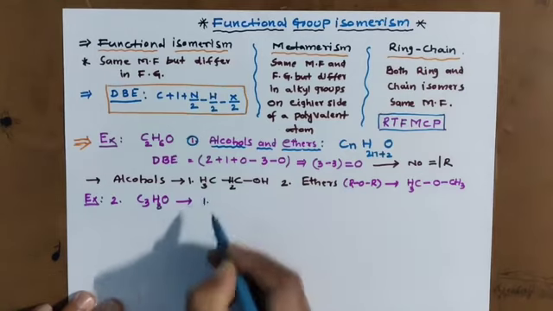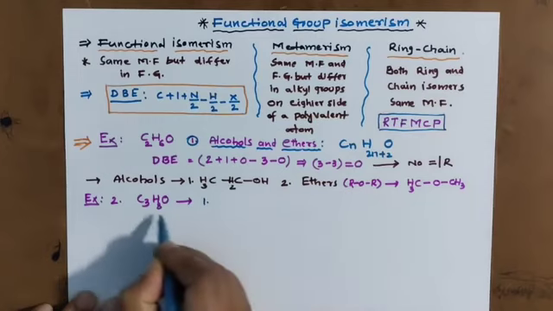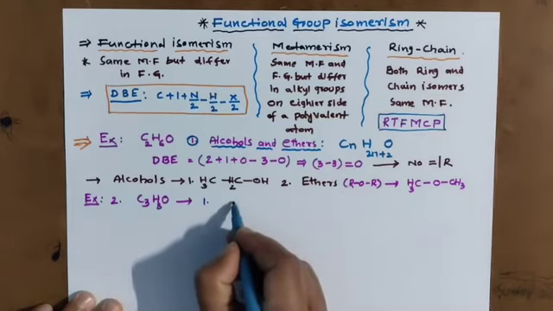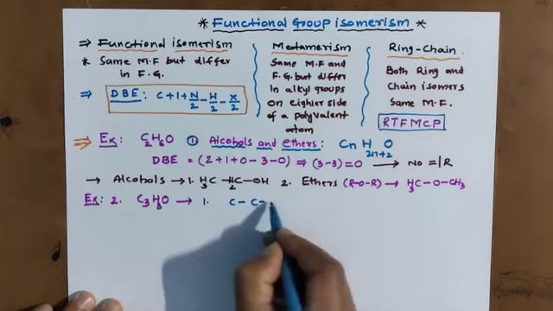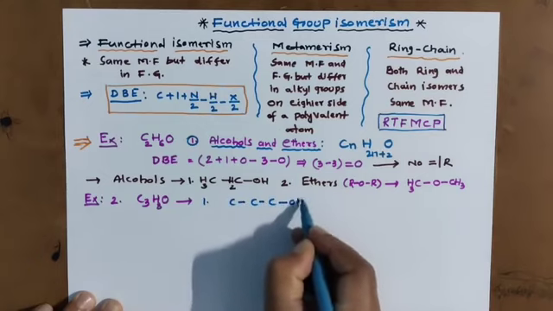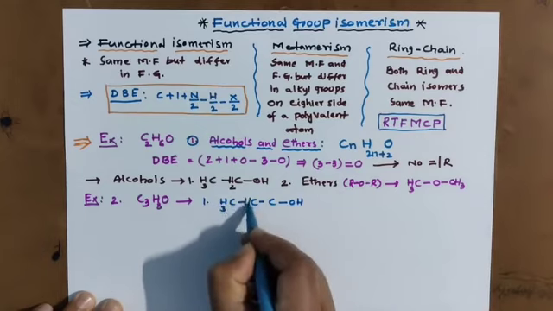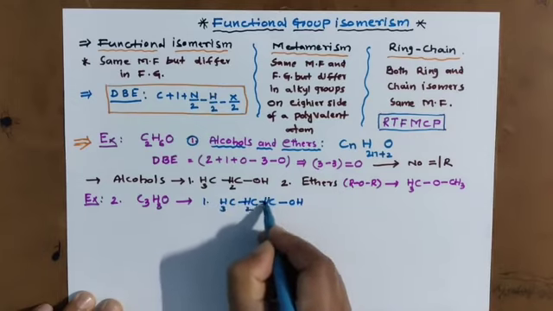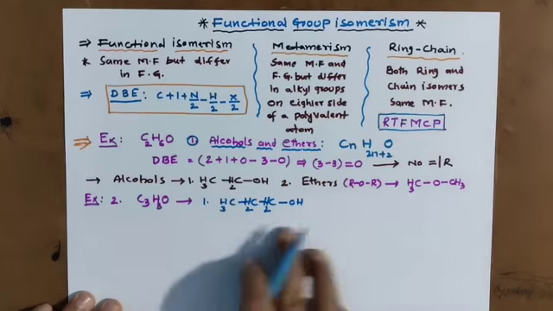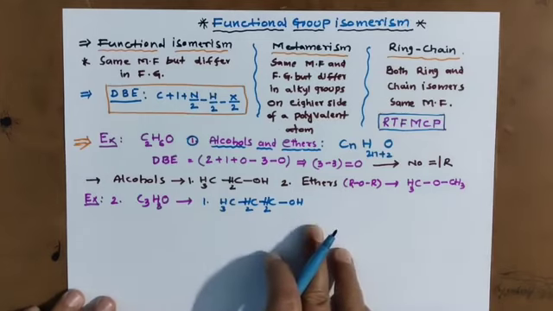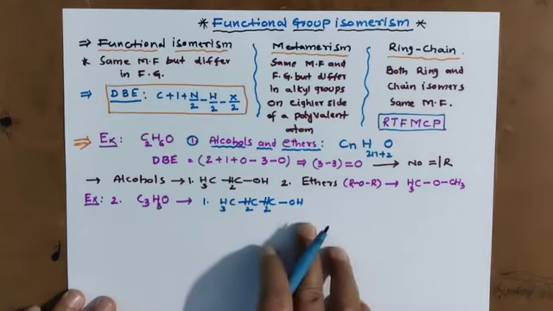First I am writing alcohols. Alcohol means OH group. Three carbons are there: 1, 2, 3. One alcohol group. And this is CH3, and this is CH2, and this is CH2. Now you count all the atoms. Primary alcohol, we got propanol. What we got? Propanol. Am I right?